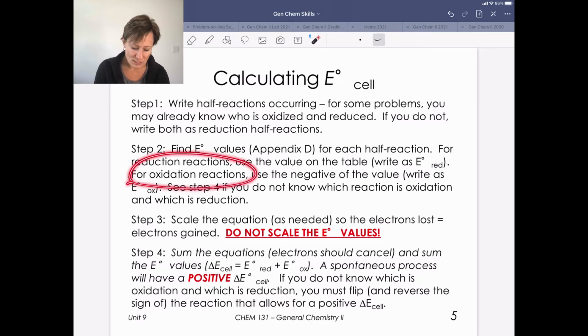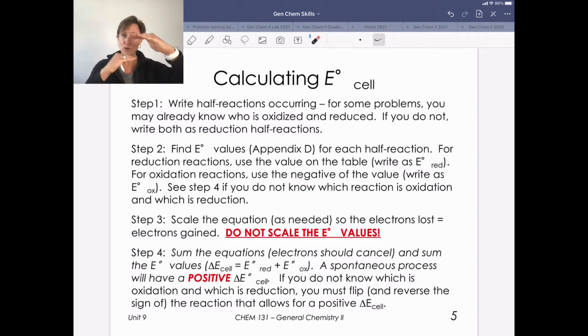If something is going to be an oxidation reaction, we're going to use the negative of the value that's on the table. Okay, so we're writing both of these as reductions, but one of them needs to be used as an oxidation reaction. We're going to flip that reaction. If we don't know which is oxidation and which is reduction, flip and reverse the sign of the one that allows you to have a positive Ecell. This is the key part here.